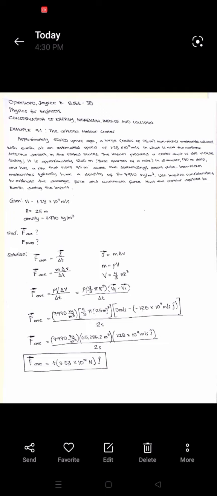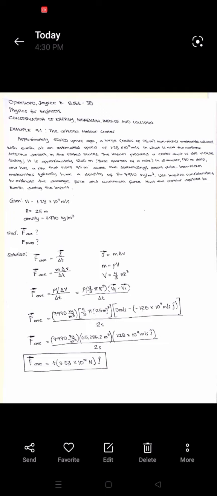Now let's substitute the values. So average force is equal to the density, 7,970 kilograms per meter cubed, times the volume, which is 4/3 pi times the radius, 25 meters, cubed, times the final velocity, which is 0 meters per second, minus negative 1.28 times 10 raised to 4 meters per second.